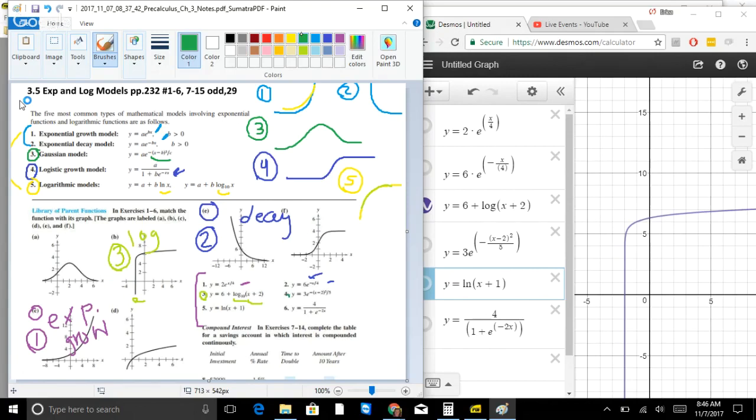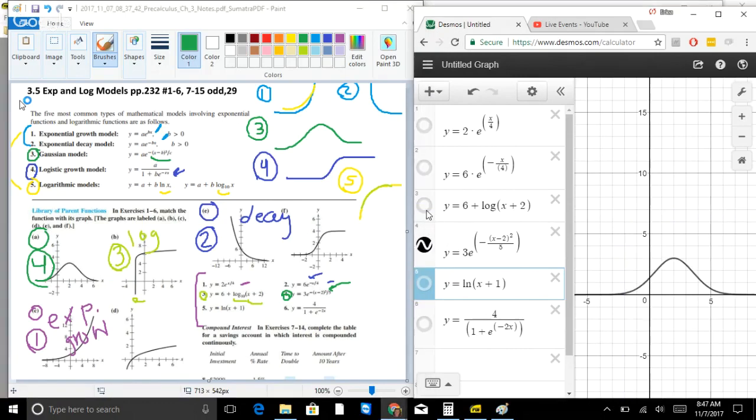Number 4, we have our exponent, but our exponent is squared. We have x minus 2 squared. That tips me off that, okay, when I have x squared, I get a parabola, but it's a negative x squared, so that's going to flip my parabola over. And since I'm dealing with exponents, I have a pretty strong feeling this is going to be a Gaussian model, or a bell curve, and my only bell curve is A over here. So number 4 has to be my Gaussian model. Let's flip that on, and there we go, number 4.